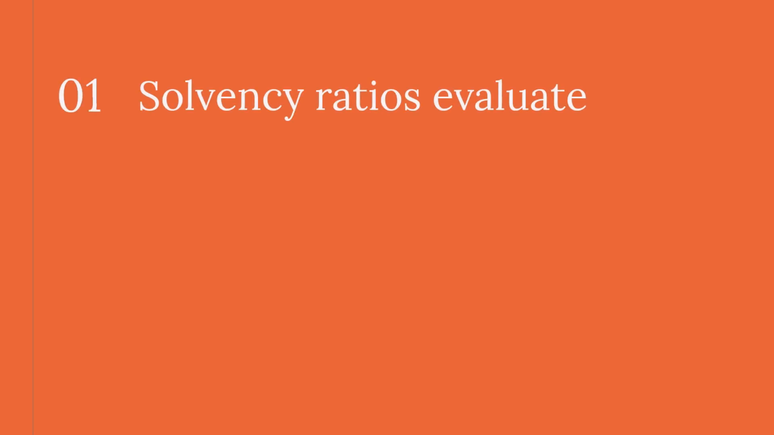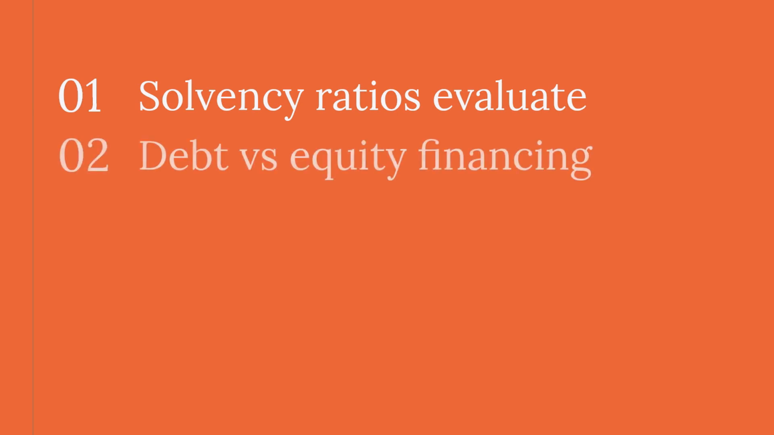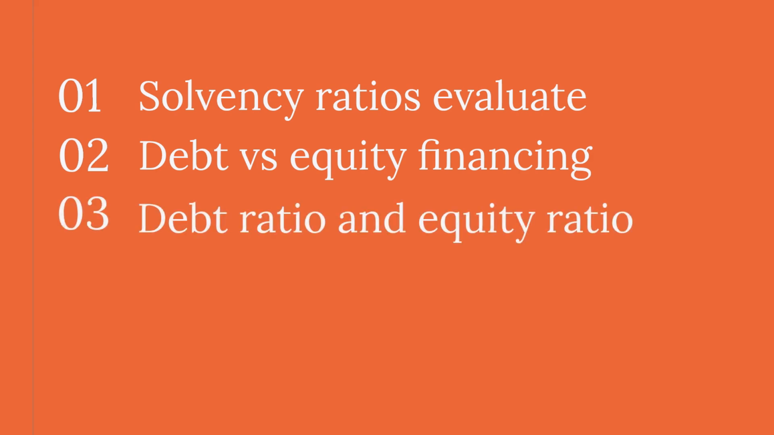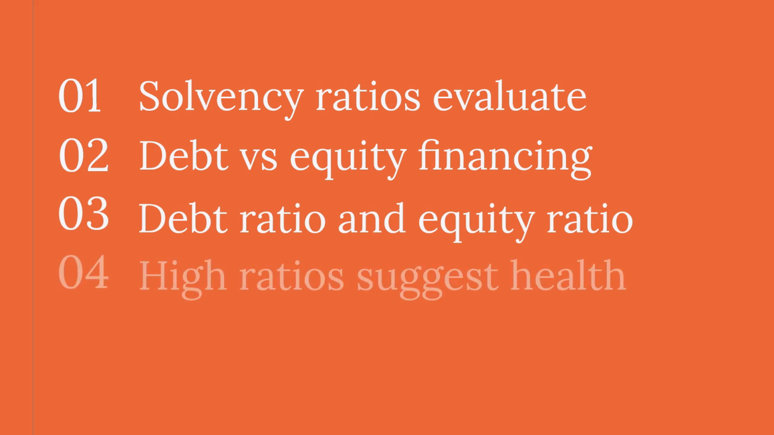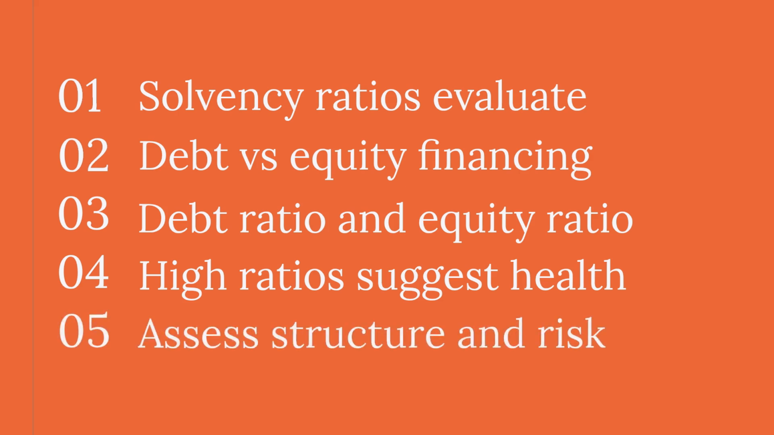Solvency ratios evaluate a company's long-term debt obligations. They show the proportion of financing from debt versus equity. Common ratios include the debt ratio and equity ratio. High solvency ratios suggest better long-term financial health. These ratios help assess financial structure and risk.